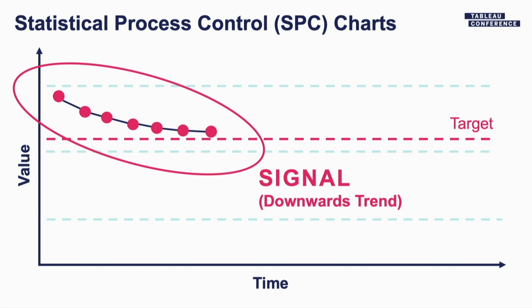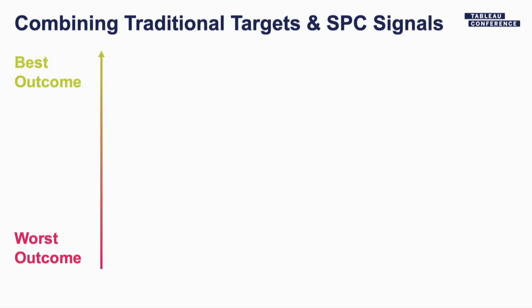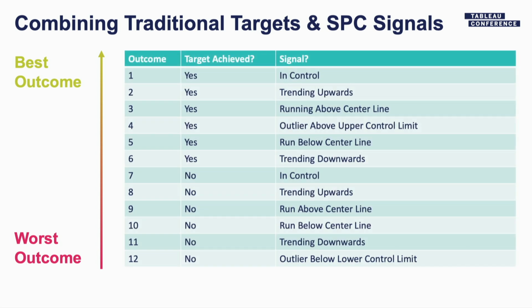And so if we think about it that way, where we combine all of these different things, we can really have 12 different outcomes, from the best outcome to the very worst outcome, where the best one is you have achieved your target, and you're in that green zone, and you're in control, it's going up and down. And then the worst case would be where you're not achieving target, and we have an outlier below the lower control limit. And this is assuming that a higher value is better. If you have metrics that have a lower value that is better, like attrition or return rate, something like that, you have another 12 combinations. So you end up with 24 possible different combinations.